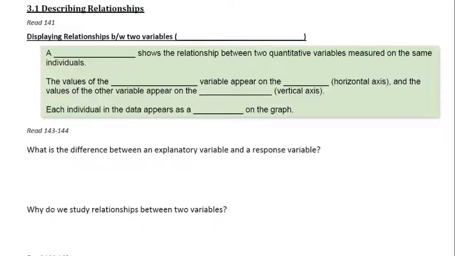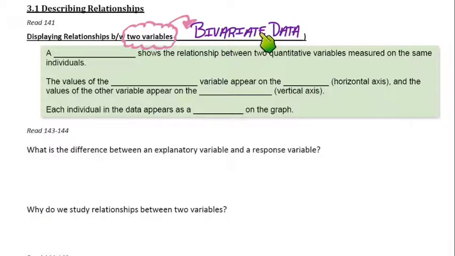3.1 notes, the start of Chapter 3. We're talking about describing relationships. We're going to be looking at scatter plots and linear regression. So the first vocab term you need to know: if we're talking about two variables, we're describing two variables. A fancy way to say that would be bivariate data.